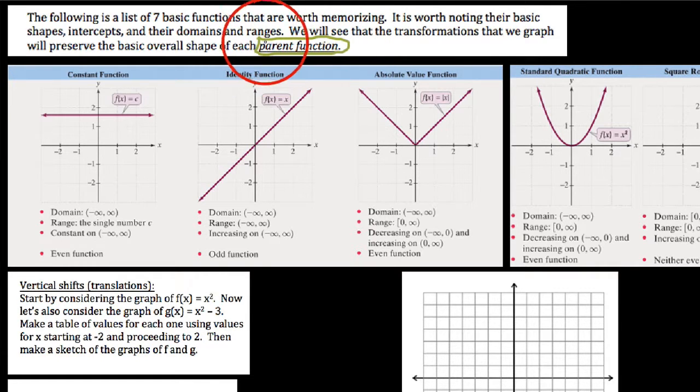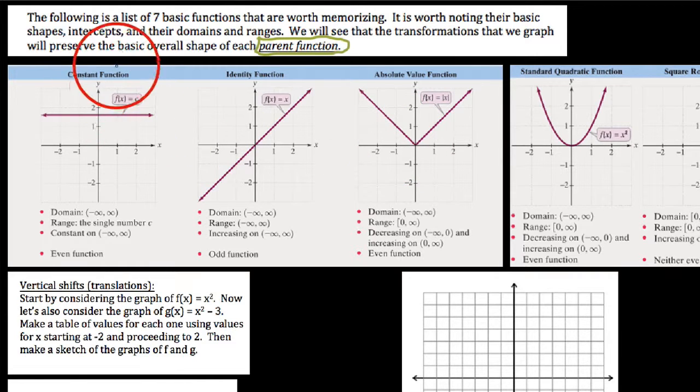So before we get into vertical shifts, what I do want to point out is these 7 basic functions are worth memorizing, and it's worth noting their basic shapes, their intercepts, domains and ranges, and whether or not they're even or odd. But basically, what we want to be able to do is create graphs of families of functions without having to make a table of values every time, even though a table of values is very helpful.